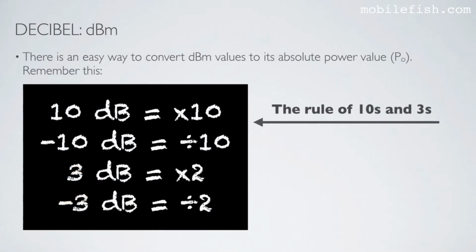There is an easy way to convert dBm values to its absolute power value. Remember the rule of tens and threes. If you see 10 dB, it means multiply by 10. If you see minus 10 dB, you need to divide by 10. If you see 3 dB, you need to multiply by 2. And if you see minus 3 dB, you have to divide by 2. But where do these values come from?